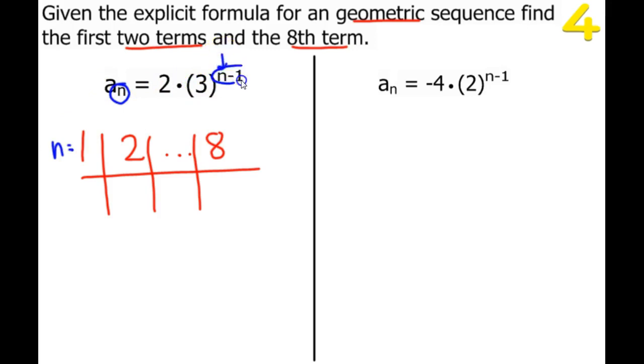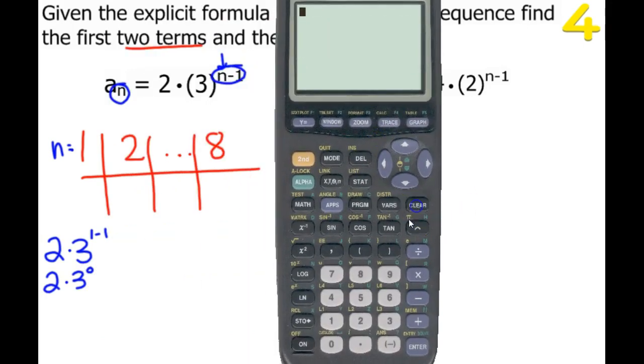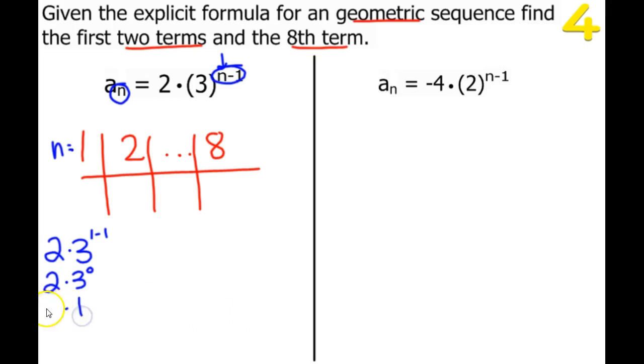This whole piece is an exponent. So if we plug in a 1, it says 2 times 3 to the power of 1 minus 1. Well, 1 minus 1 is 0. And if you remember, anything to the power of 0 is 1. So let's test it out. 3 to the power of 0 is 1. So this part here is just 1. So we have 2 times 1, which is 2.